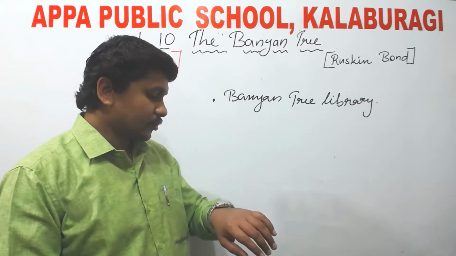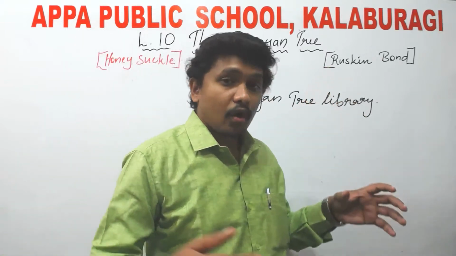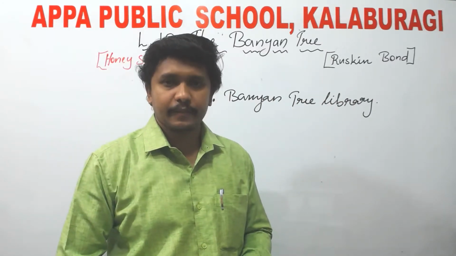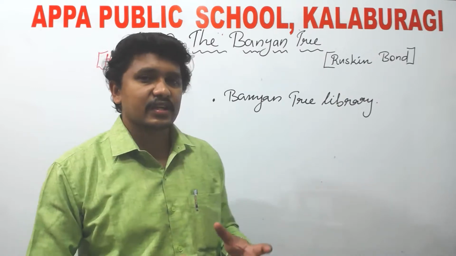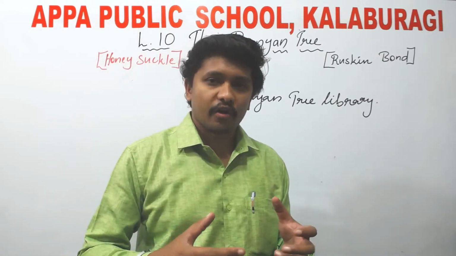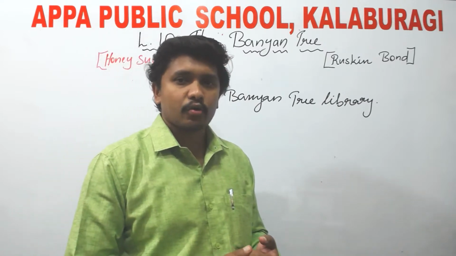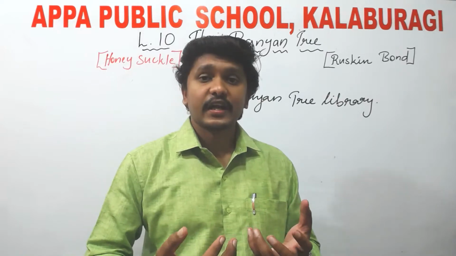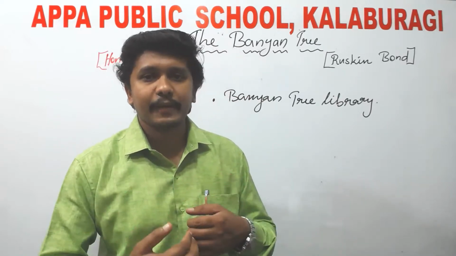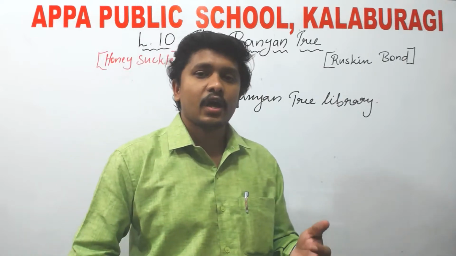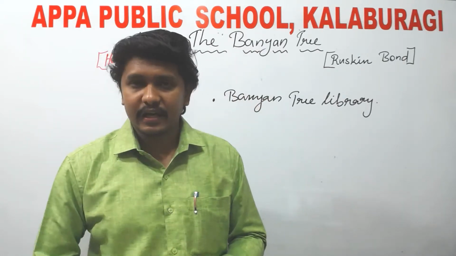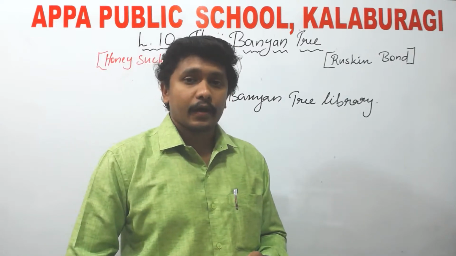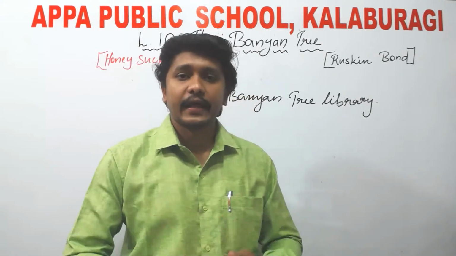All this drama was seen by our author Ruskin Bond, who was sitting on the tree. This is the classical drama often seen in India, the fight between mongoose and cobra. Our author Ruskin Bond, when he was a young child, got a chance to see the fight between mongoose and cobra, and he explained those things very beautifully in the 10th lesson of our Honeysuckle textbook, The Banyan Tree. So you have to read the textbook again and again.